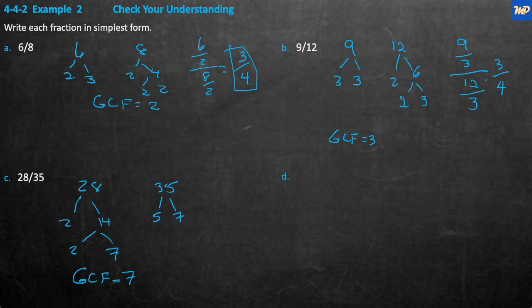And if we take our equation and say 28 divided by 7, all over 35 divided by 7, we end up with what? 28 divided by 7 is 4, and 35 divided by 7 is 5. So the answer is 4/5.